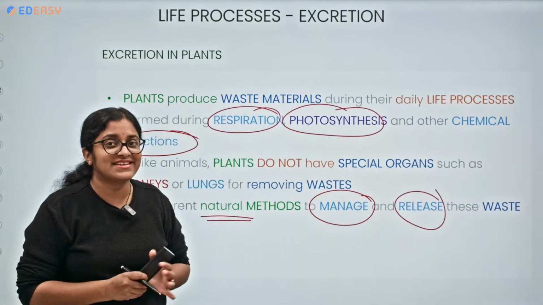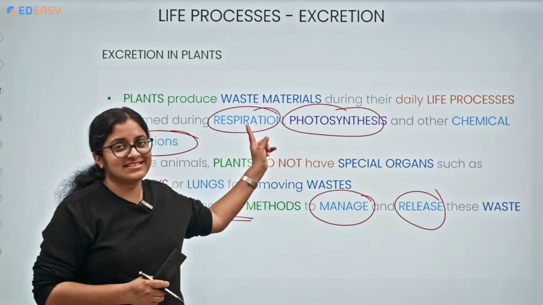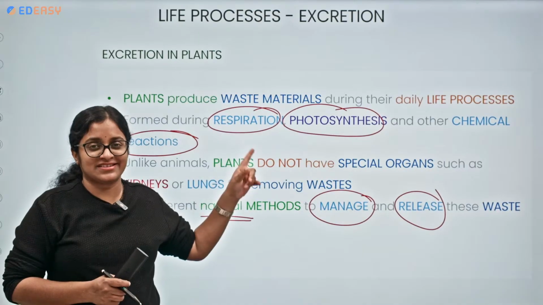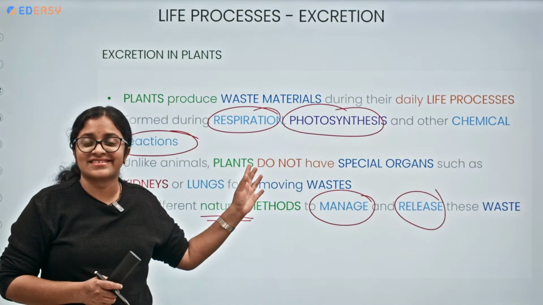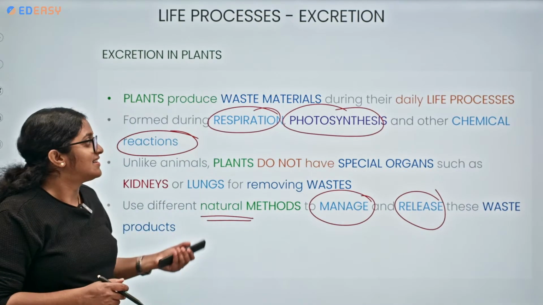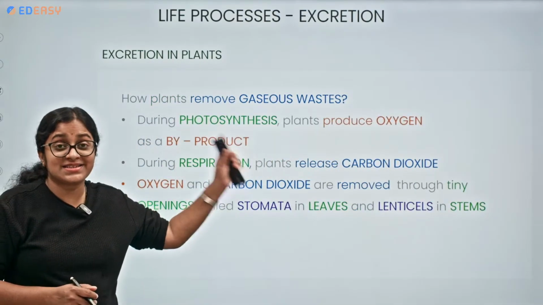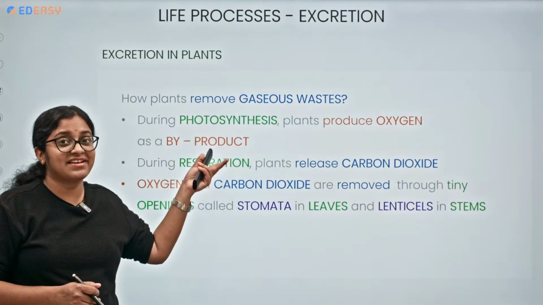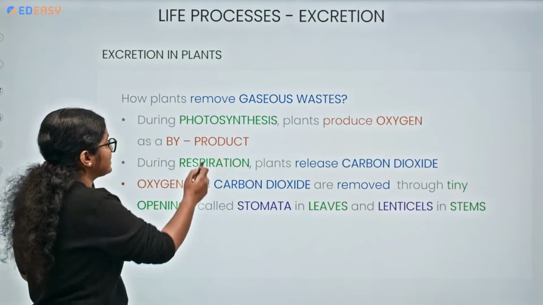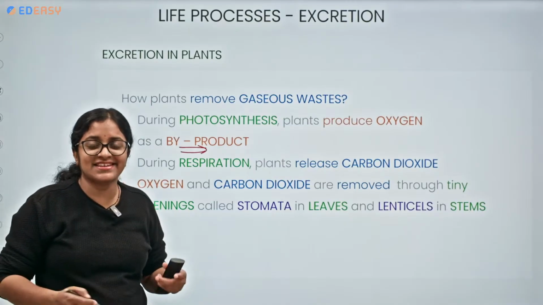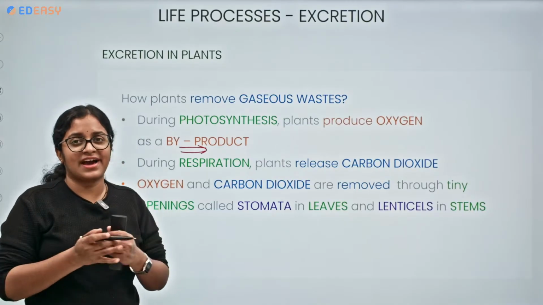So what might be the waste substances? What will be in photosynthesis? What will be in respiration? Tell me. Photosynthesis it is oxygen, respiration it is carbon dioxide. So we can see how plants are removing gaseous waste, oxygen and carbon dioxide. During photosynthesis, oxygen is getting produced as a byproduct. During respiration, there is a release of carbon dioxide.